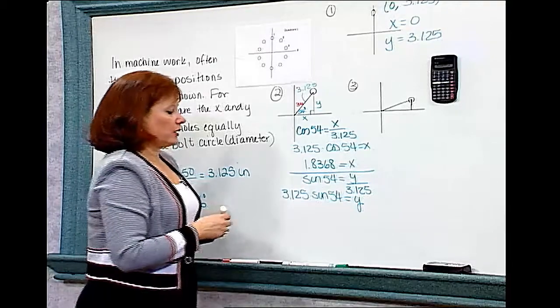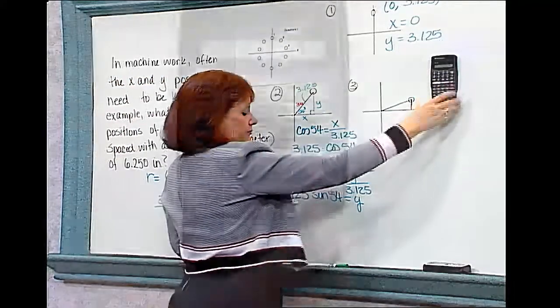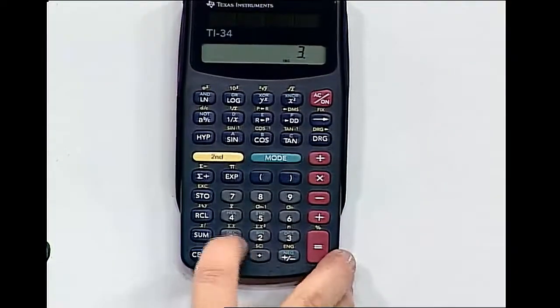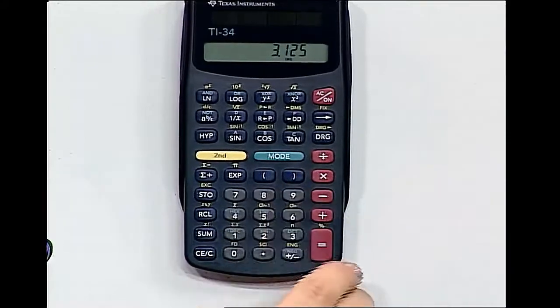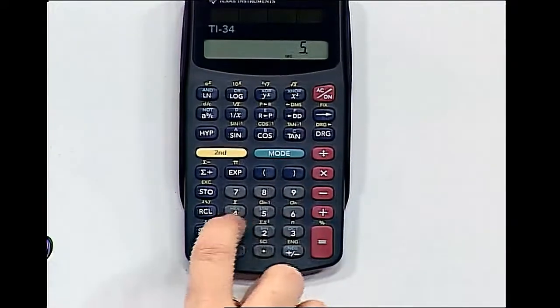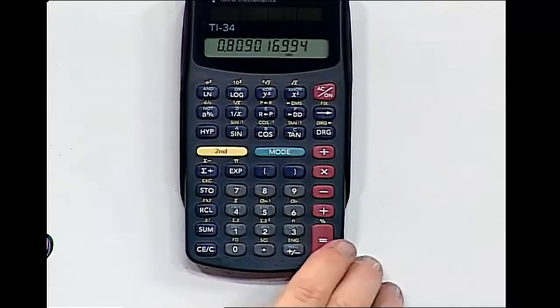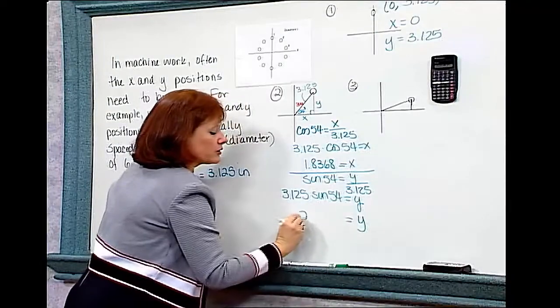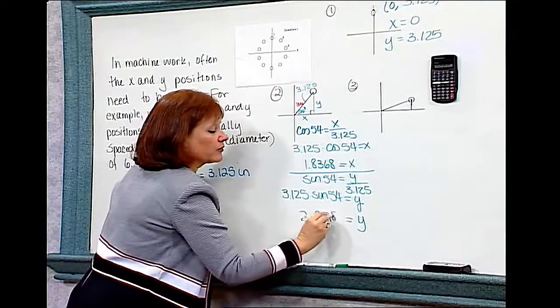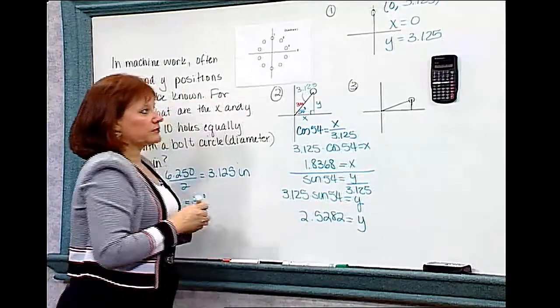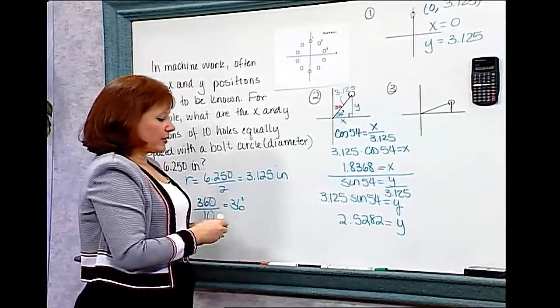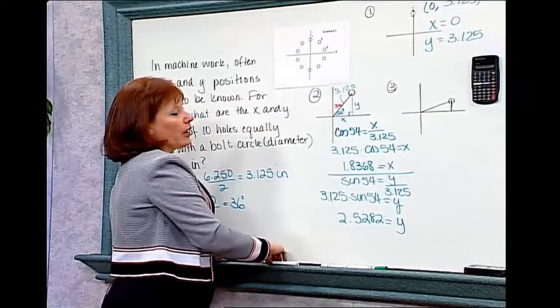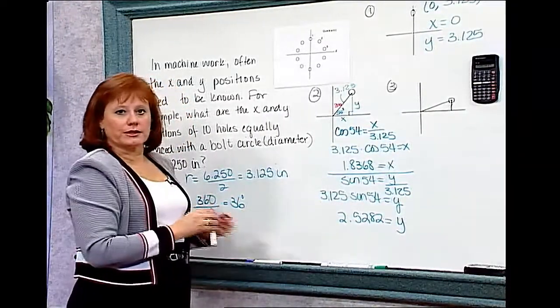If I move to my calculator, I'll start by clearing it, and I'll enter 3.125 times the sine of 54. 54 sine, and I get the answer 2.5282. So my y coordinate is 2.5282. We're going to apply the same kind of logic to the next problem, and we need to figure out what our angle measurements are.